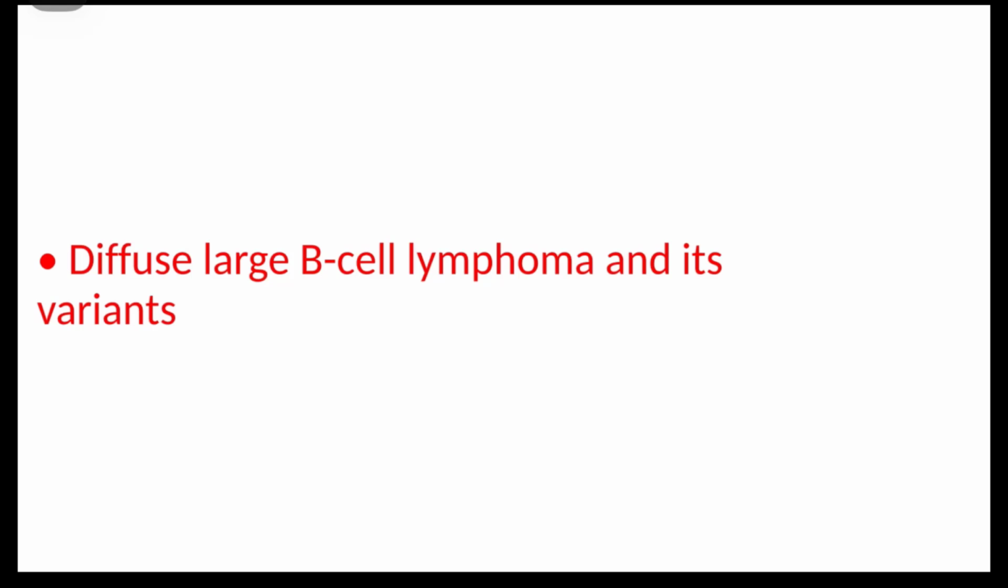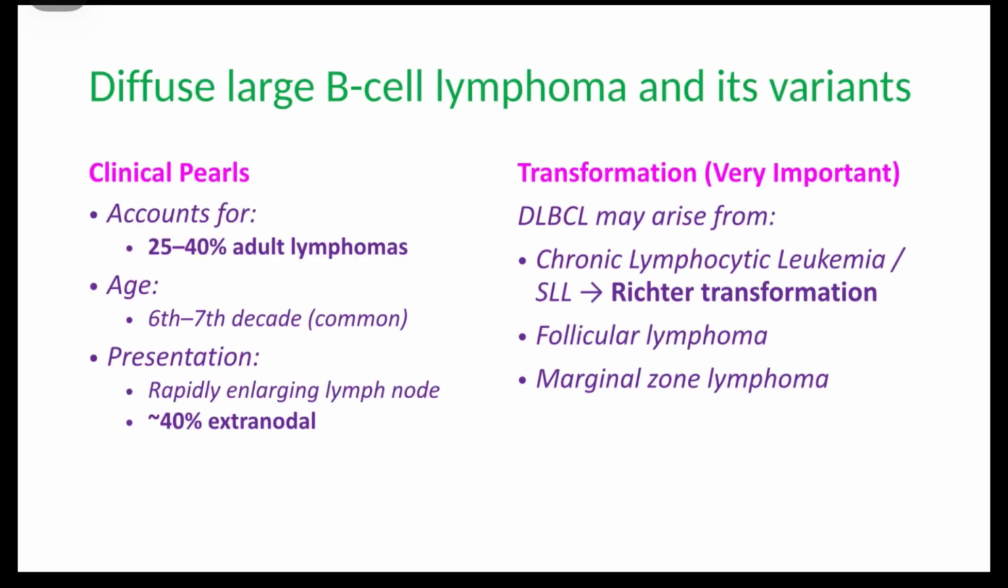Most common is DLBCL and its variants. This accounts for 25 to 40% of adult lymphomas. Old age patients are mostly seen with this type of lymphoma. It presents as a rapidly enlarging lymph node and around 40% of cases show extranodal involvement.